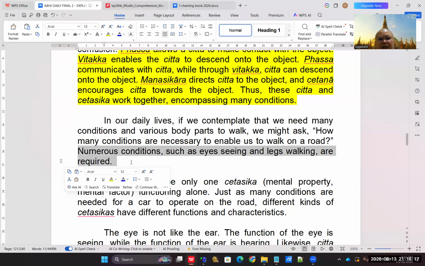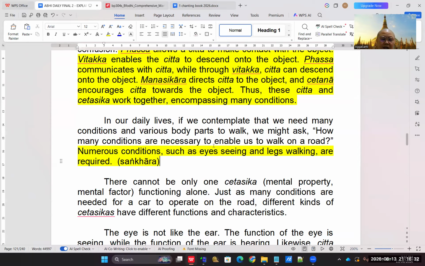So for example, when we say the word sankhara, the Pali word sankhara means condition. Because whatever we do is not just one condition. Whether we are seeing something or walking or whatever, you need many conditions: good eye, good body, and so on. So Cetasika alone cannot perform one function. Cetasika have different functions and different characteristics.